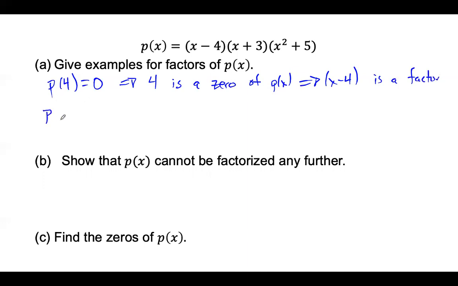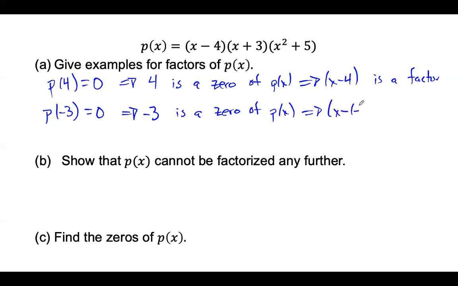Also, let's look at when x equals -3. Well, -3 plus 3 is 0, so this whole thing is 0, which implies that -3 is a zero of p(x), which therefore also implies that x minus -3, which is just x plus 3, is also a factor. So for part B, x minus 4 and x plus 3 are factors already.